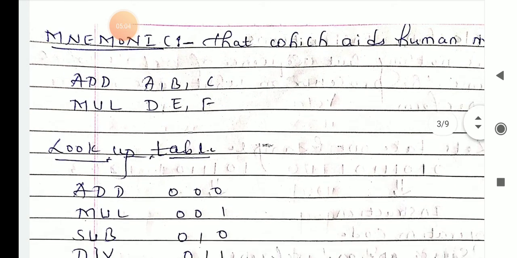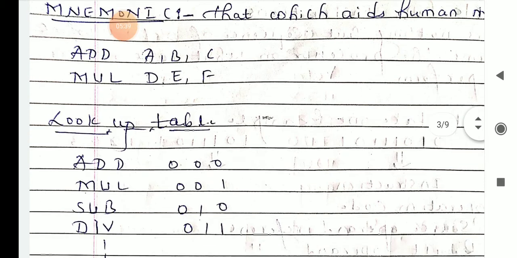For example, you can take add, a double d: add a, b, c. Multiply you can write as mul d, e, f. What is a, b, c? This a is the destination, and b, c are the sources. Whatever the source and destination are, you can use them here. In the same way, you can use mul for multiplication: e and f are the sources, multiply e star f, and transfer the result into the destination d. Next you are going to use a lookup table.